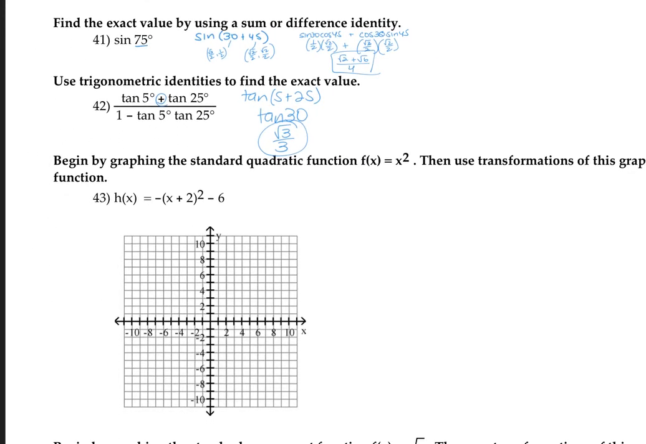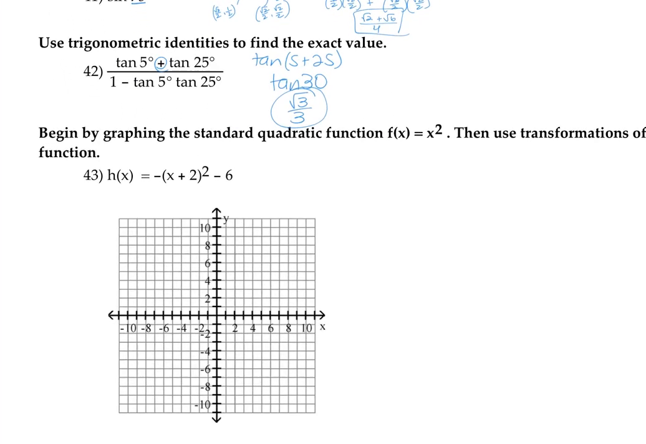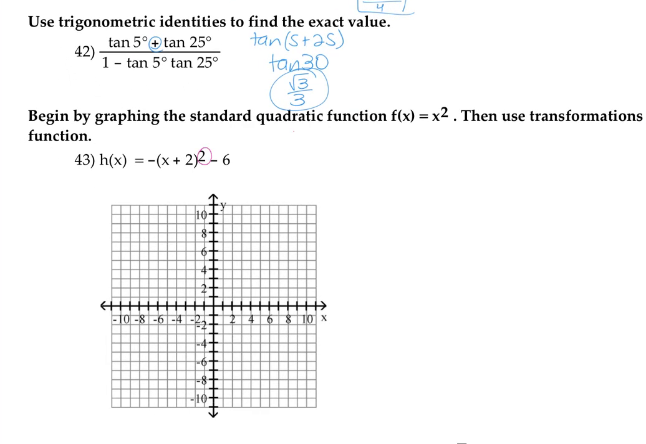Okay, now comes our transformations. So for 43, this is a squared, so I know it's a parabola. This goes upside down. This is left 2. This is down 6. Left 2, down 6, and upside down makes my parabola look like that.